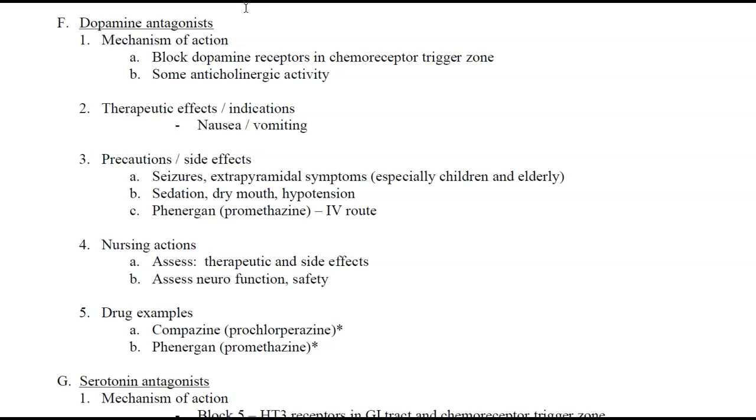So remember, this affects dopamine, right? And when you're talking about dopamine, it's inevitable to talk about seizures. So this medication's side effects can include seizure and extrapyramidal symptoms, especially in children and elderly. So what are those? These are dystonic reactions. These are characterized by involuntary contractions of muscles of the extremities, face, neck, abdomen, pelvis, or larynx. So basically, involuntary movement of the muscles.